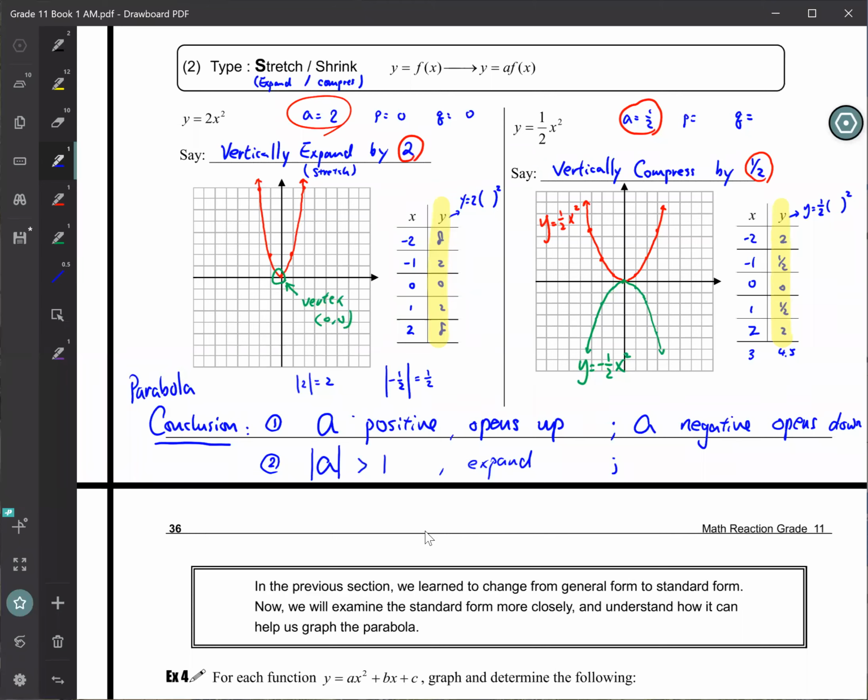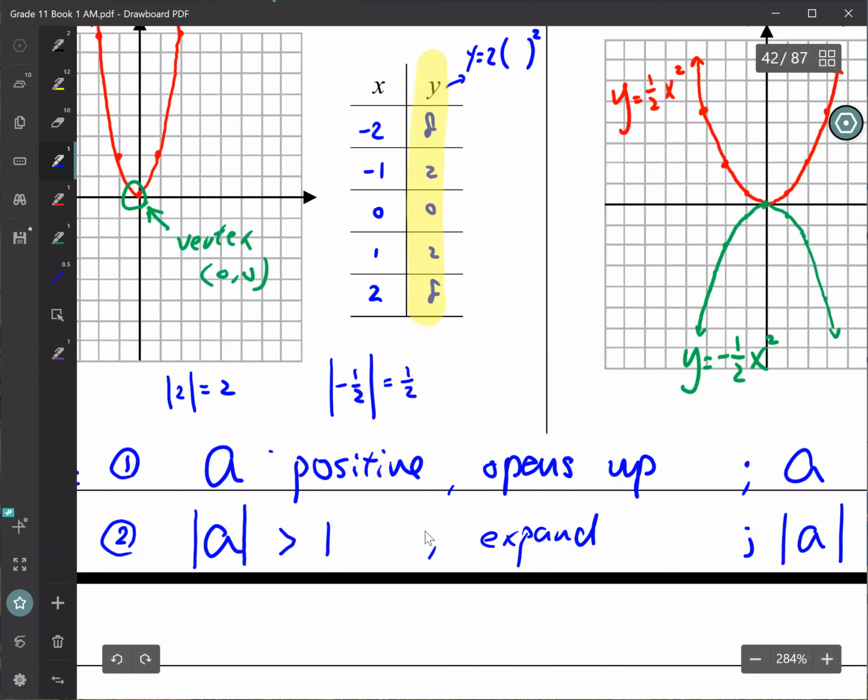Because any number that you multiply by something bigger than 1 will become bigger, okay? But you have to ignore the negative sign. So that's why the absolute value is there. All right, and then the opposite, right? If after you ignore the negative sign, the number is less than 1, like the -½, you get half, and half is smaller than 1.